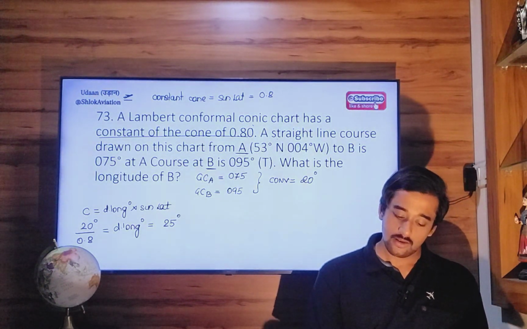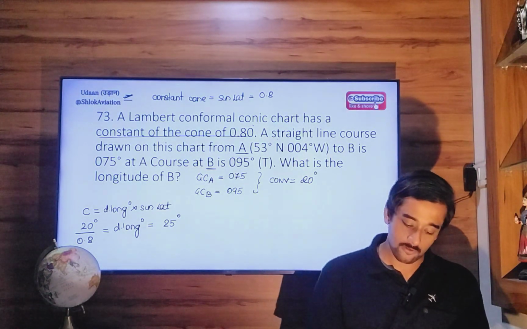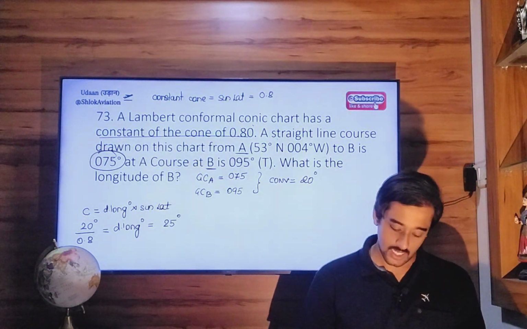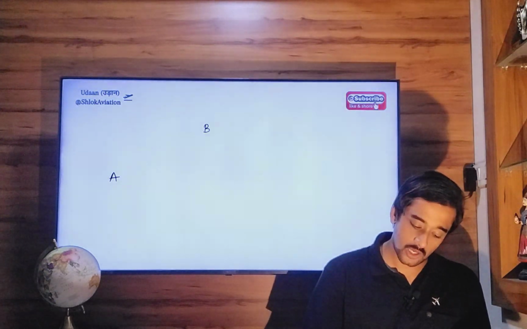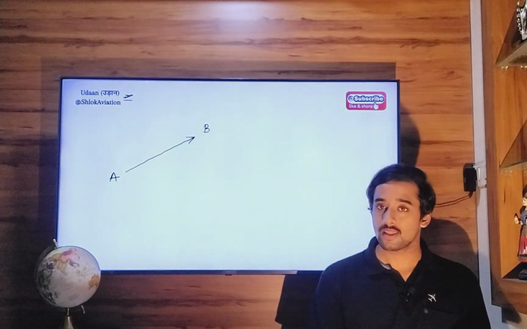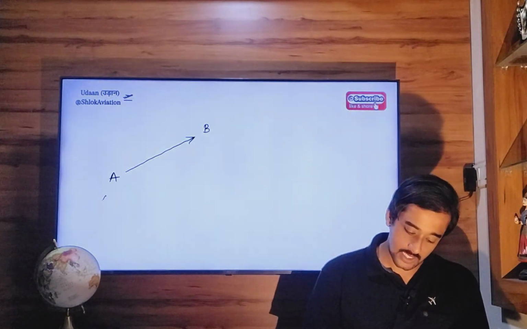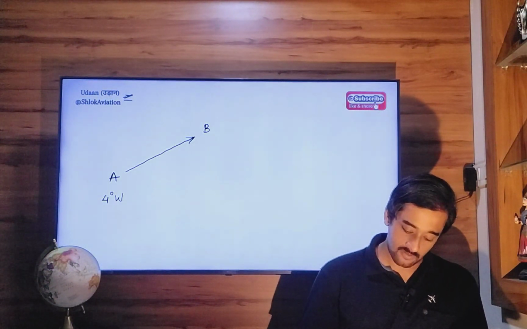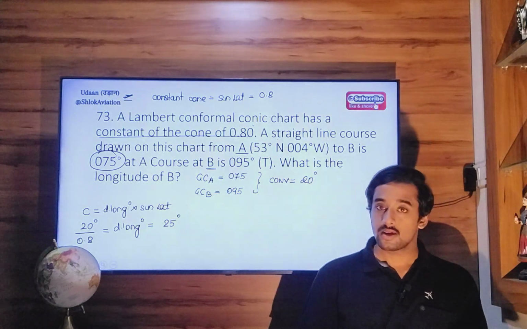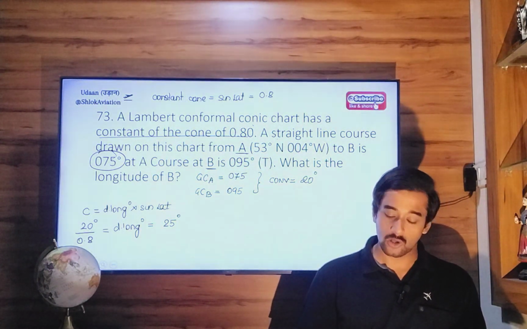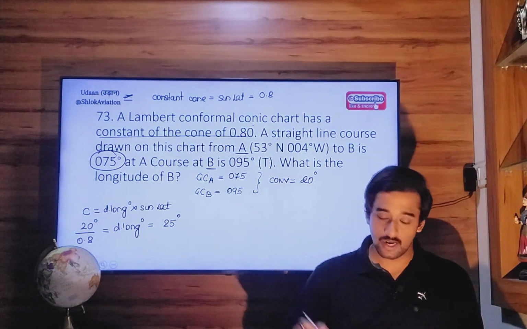Now, in order to go from A to B, you have to fly 0.75 degrees northeast direction, that means Bravo is to the northeast of A. Okay, now what is the longitude of A? It is 4 degrees west. So the longitude of B will be different from the longitude of A by a value of 25 degrees.